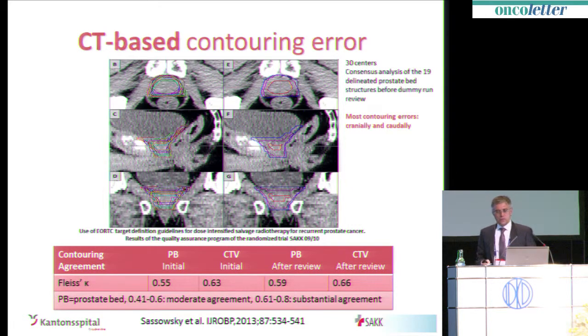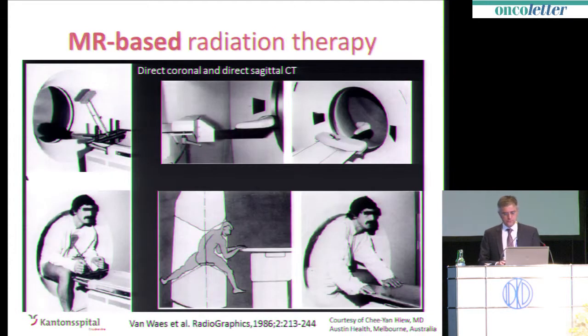In the study we did in Switzerland from the ACKK, where we treated post-op patients in a randomized fashion to a higher dose, 70 versus 64 gray, we could also show that based on CT, even when you do dummy runs and you exercise, the kappa value between the initial and the after review shows the learning curve is not that great with CT. There is still some debate about what's actually the tumor in a post-op setting. So there is also need for and room for improvement.